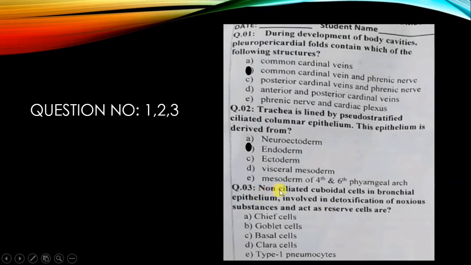Question number 3 says non-ciliated cuboidal cells in the bronchial epithelium involved in detoxification of noxious substances and acting as reserve cells are: cheese cells, goblet cells, basal cells, Clara cells, or type 1 pneumocytes. Since these are non-ciliated, cuboidal in shape, and line the bronchial epithelium, they are called Clara cells.